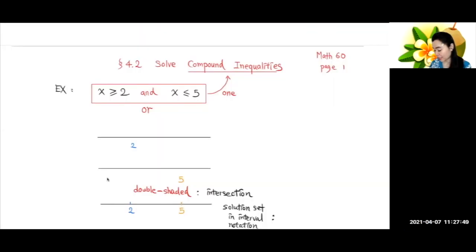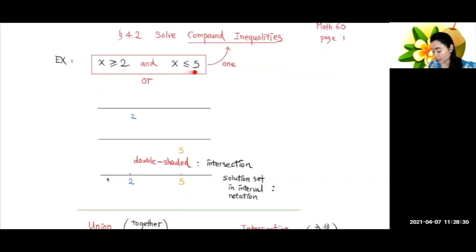Okay, so this is 4.2. We're going to talk about how to solve compound inequalities. Here's one example of a compound inequality. These two inequalities joined by "and" form one compound inequality. When you have two or more inequalities joined by "and" or "or", that is called a compound inequality.